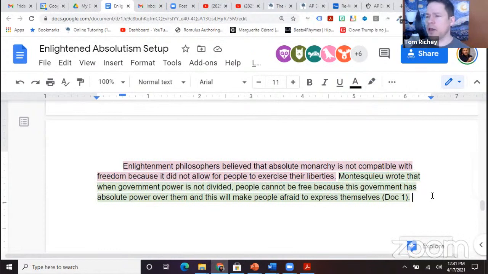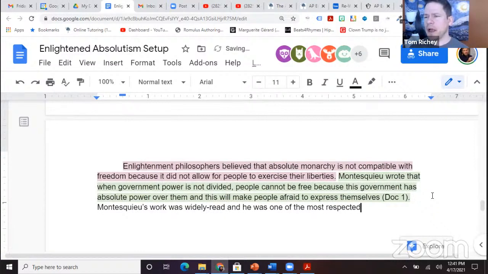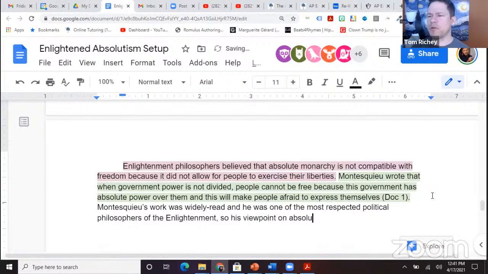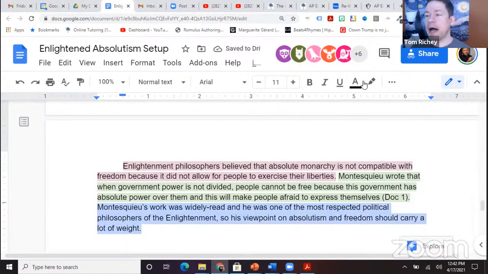Now, what I'm going to say here is that Montesquieu's work was widely read, and he was one of the most respected political philosophers of the Enlightenment. So his viewpoint on absolutism and freedom should carry a lot of weight. So that's what we're looking at here. Now, this is where I have done my point of view analysis.